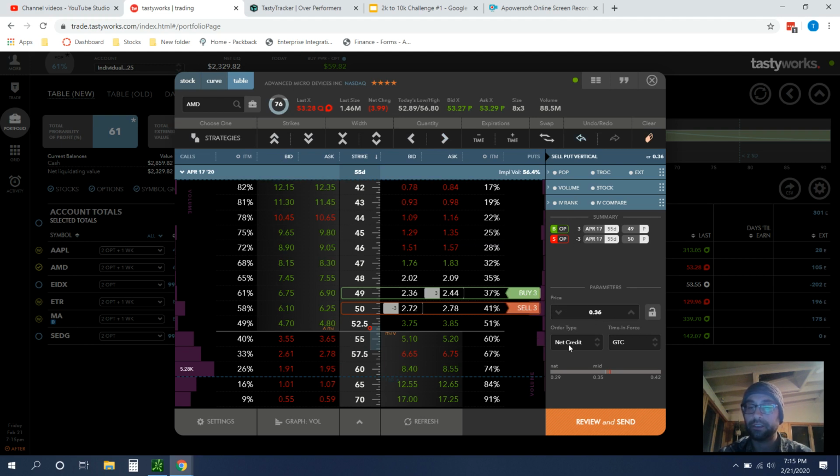It's at 36 net credit. You're going to want to hit the lock button so that it stays at 36, so that you get a limit fill instead of a market fill. If you don't have the lock, it'll fill at whatever price it can, and then you don't know what you're getting into. So anyway, make sure the lock is clicked.